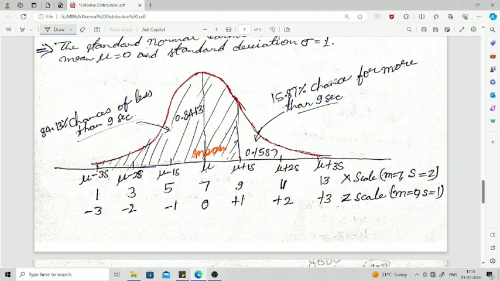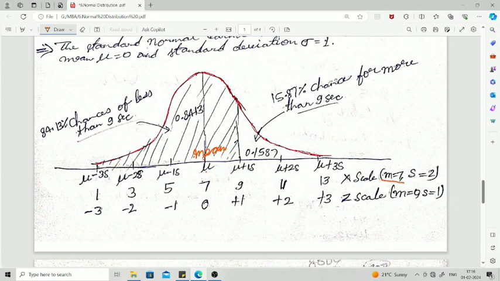In the same way, if we go to the left, it is mean minus 1 standard deviation, mean minus 2 standard deviations, mean minus 3 standard deviations. Here you see the distribution of x: 1, 3, 5, 7, 9, 11, 13. This is the distribution of the random variable x.